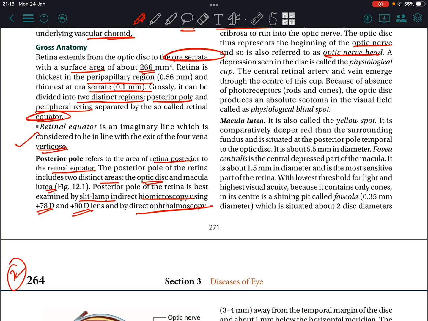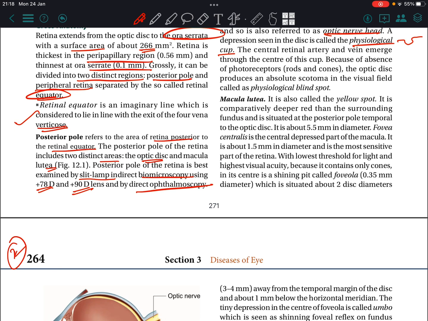A depression seen in the disc is called the physiological cup. The central retinal artery and vein emerge through the center of this cup. Because of the absence of photoreceptors, the optic disc produces an absolute scotoma in the visual field, known as the physiological blind spot.